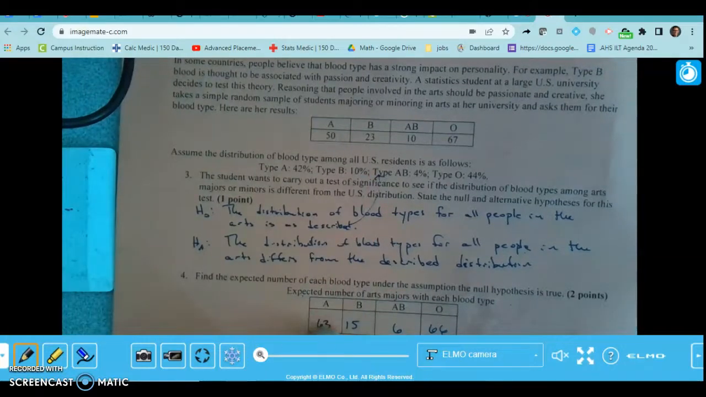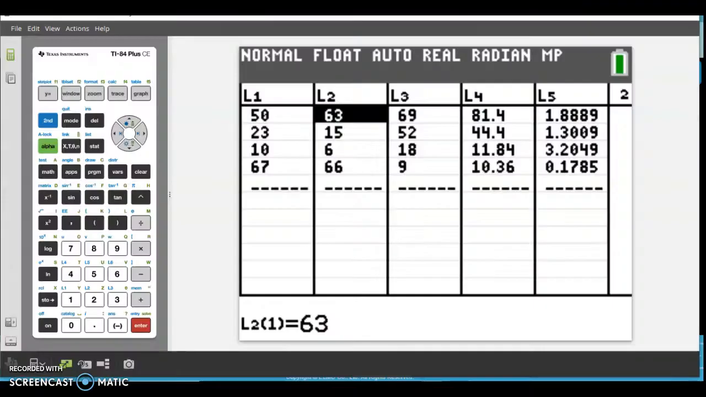So we have some evidence of that because if you go back and look at our observed values here, we observed 50 people with type A blood. We expected to get 63, so we're seeing fewer. For type B blood, we observed 23. We expected 15, so we're seeing more than we expected in type B. So we have some evidence that these are not the same, and we can do a similar type of thing for AB and type O blood.